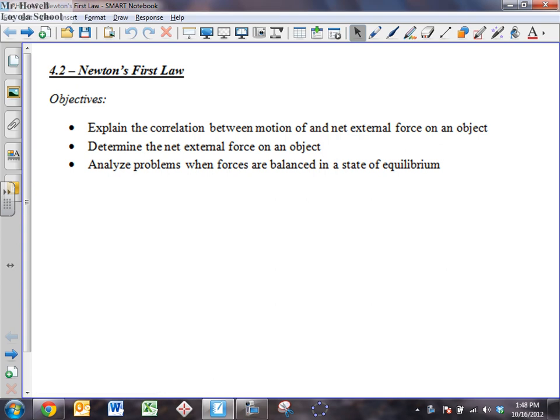Okay, so section 4.2 is titled Newton's First Law.